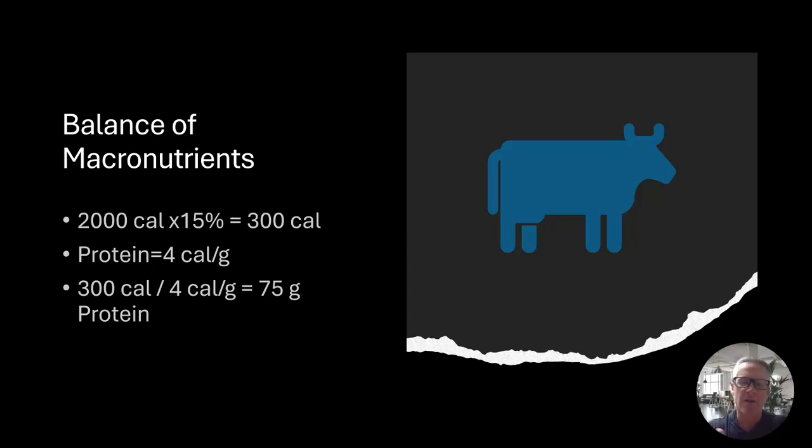Obviously, you can do the math and figure that out if your total caloric intake is higher, or you can change the percentage, raise it or lower it, depending on what your needs are.